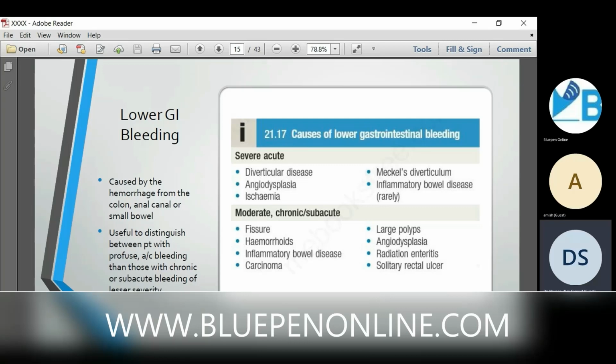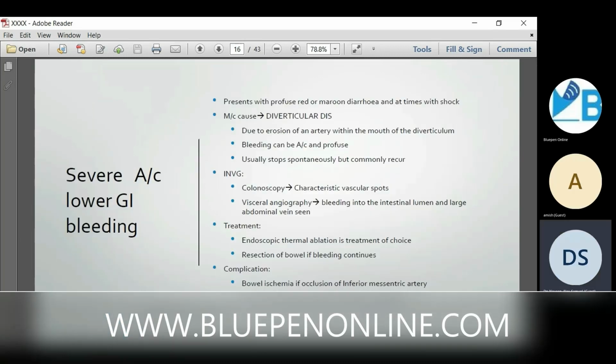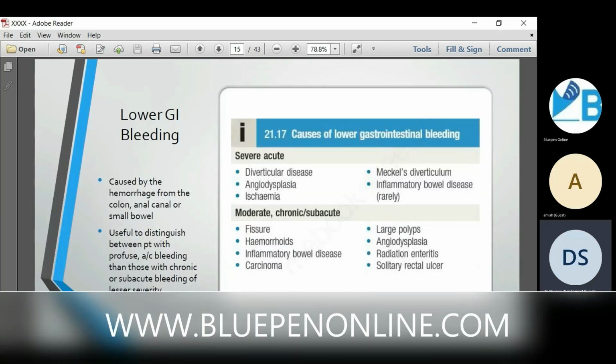Then moderate or chronic subacute bleeding is seen in fissures, anal fissures, then hemorrhoids. I told you, right? Hemorrhoids. Then inflammatory bowel disease can also cause moderate or chronic subacute bleeding. Large polyps and carcinoma are also seen, as well as radiation enteritis and solitary rectal ulcer. You just need to know examples like fissures, hemorrhoids, inflammatory bowel disease, carcinoma, large polyps. Just keep that in mind.